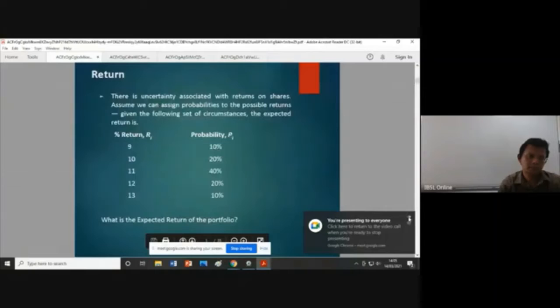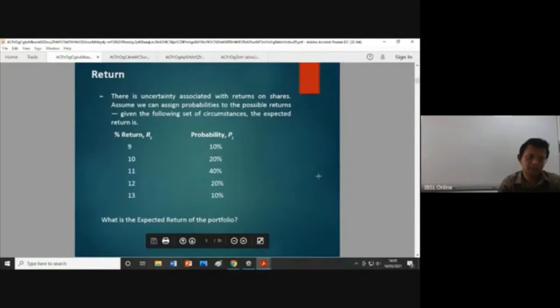Now this one. Now different scenarios. Under different scenarios, you have different returns. There is a 9% return, and the probability is 10%. There is a 10% chance for you to earn 9%, like that. So different scenarios, different yields. So basically, this is the expected return.